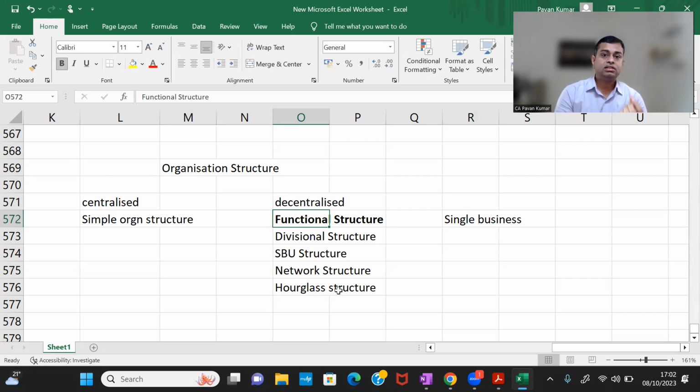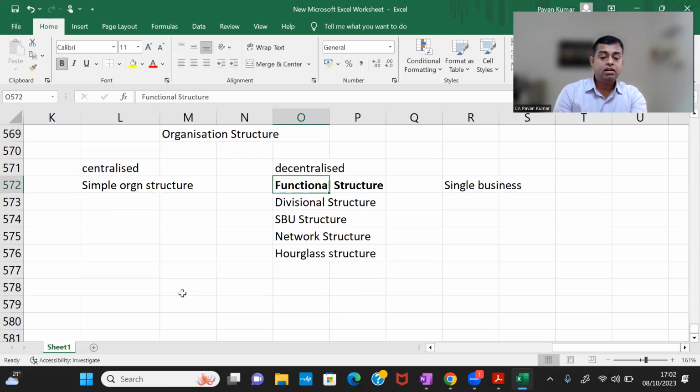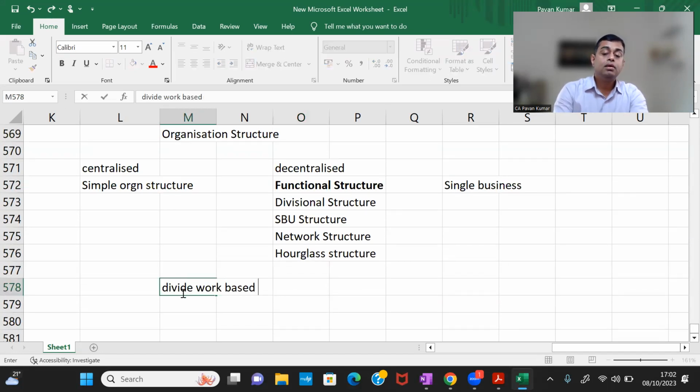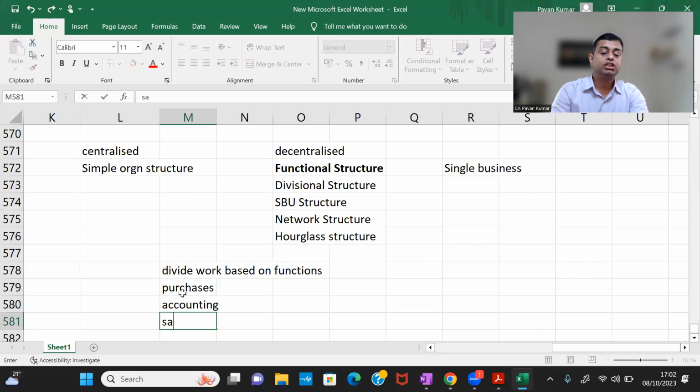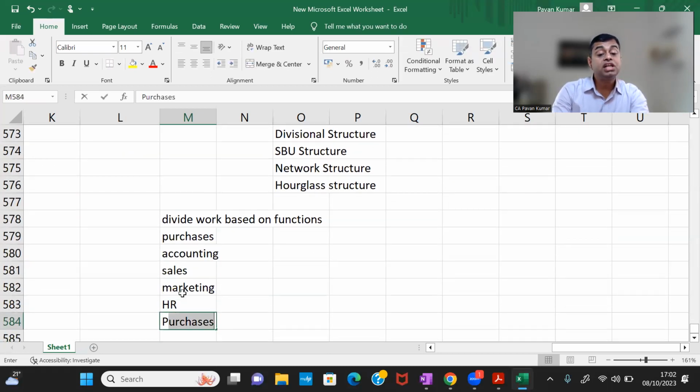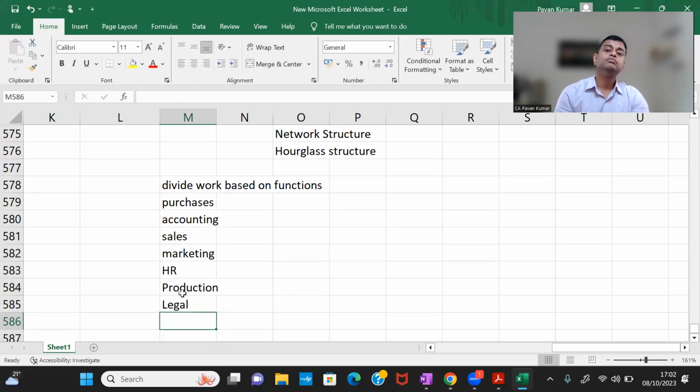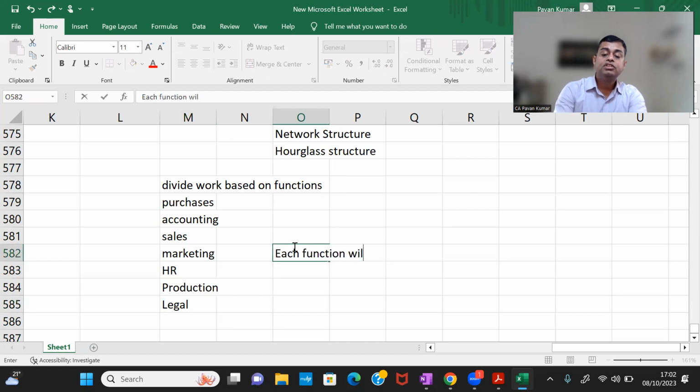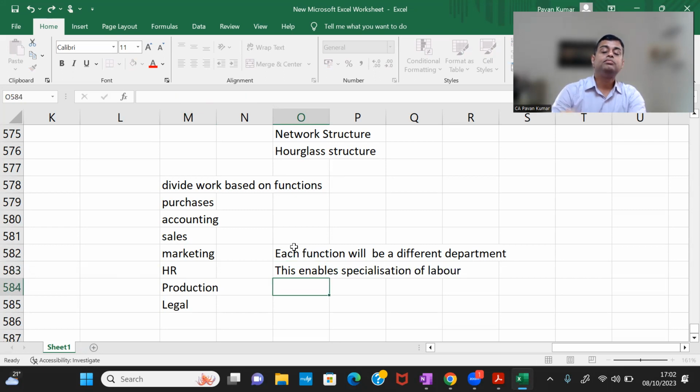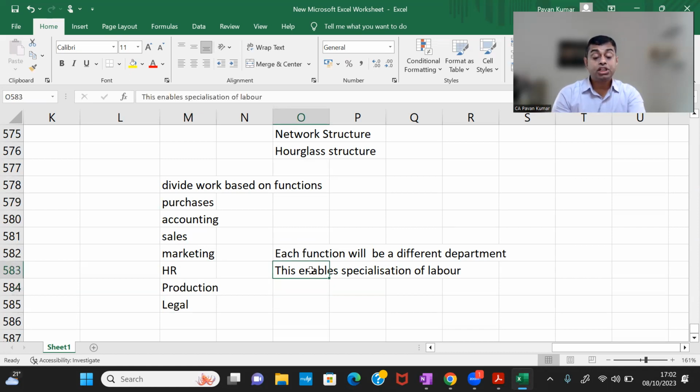So if you have one business, go for functional structure wherein you divide work based on functions, whereas purchases is a function, accounting is a function, sales is a function, marketing is a function, HR is a function, production is a function, legal department is a function. So divide your organization into these kind of departments. So each function will be a different department. This enables specialization of labor. This is the advantage of functional structure. Simple, no complications will be there. So specialization will be promoted.